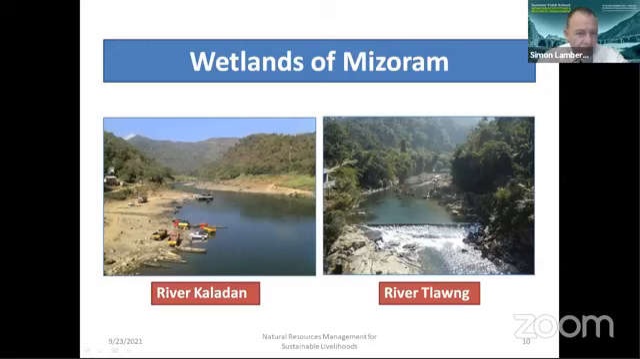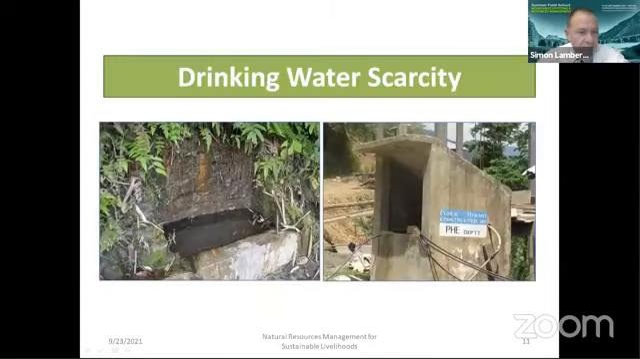They have a very, very huge area under wetlands, but at the same time you see the scarcity of water. There is high rainfall, and also perennial rivers, but they face lots of scarcity of water, particularly during the 4 months of dry season: November, December, January, and February. In the other 8 months, heavy rainfall occurs. And this is because the settlements are located on the top of the hills.